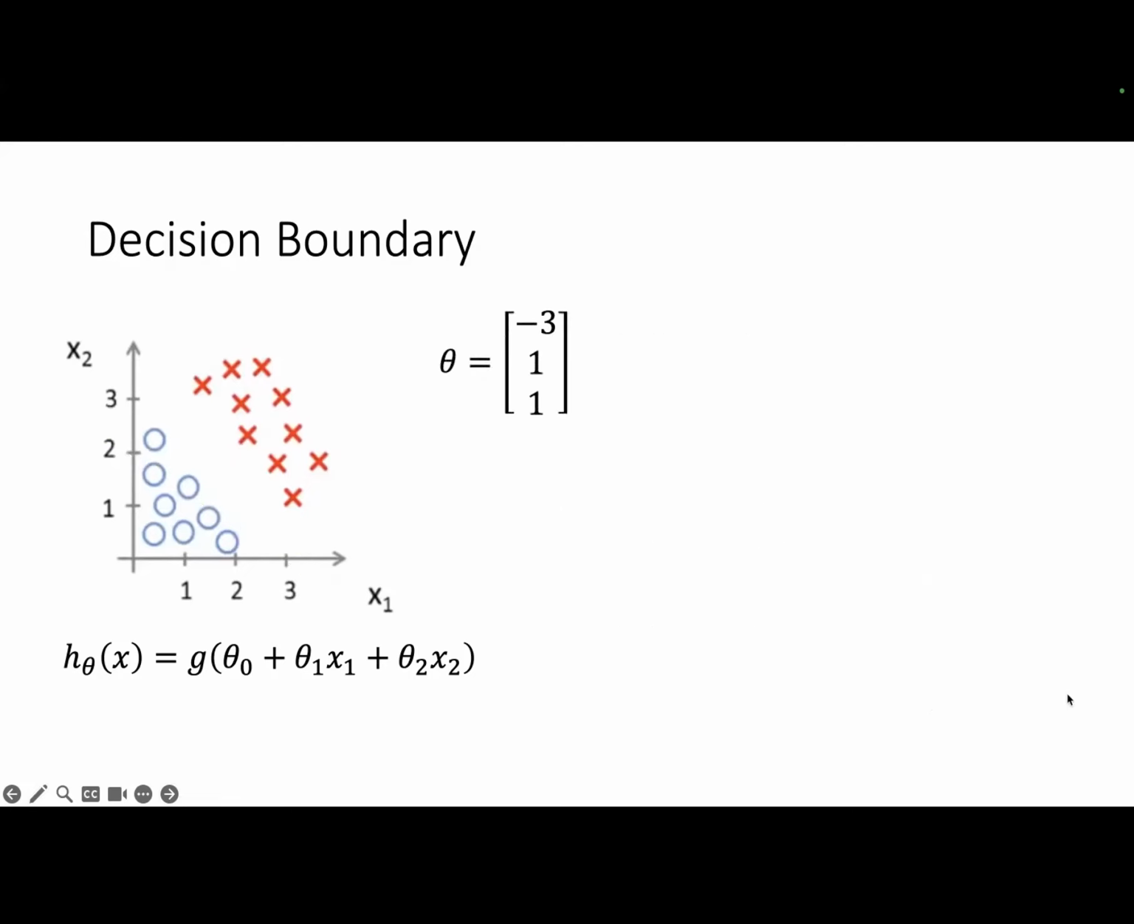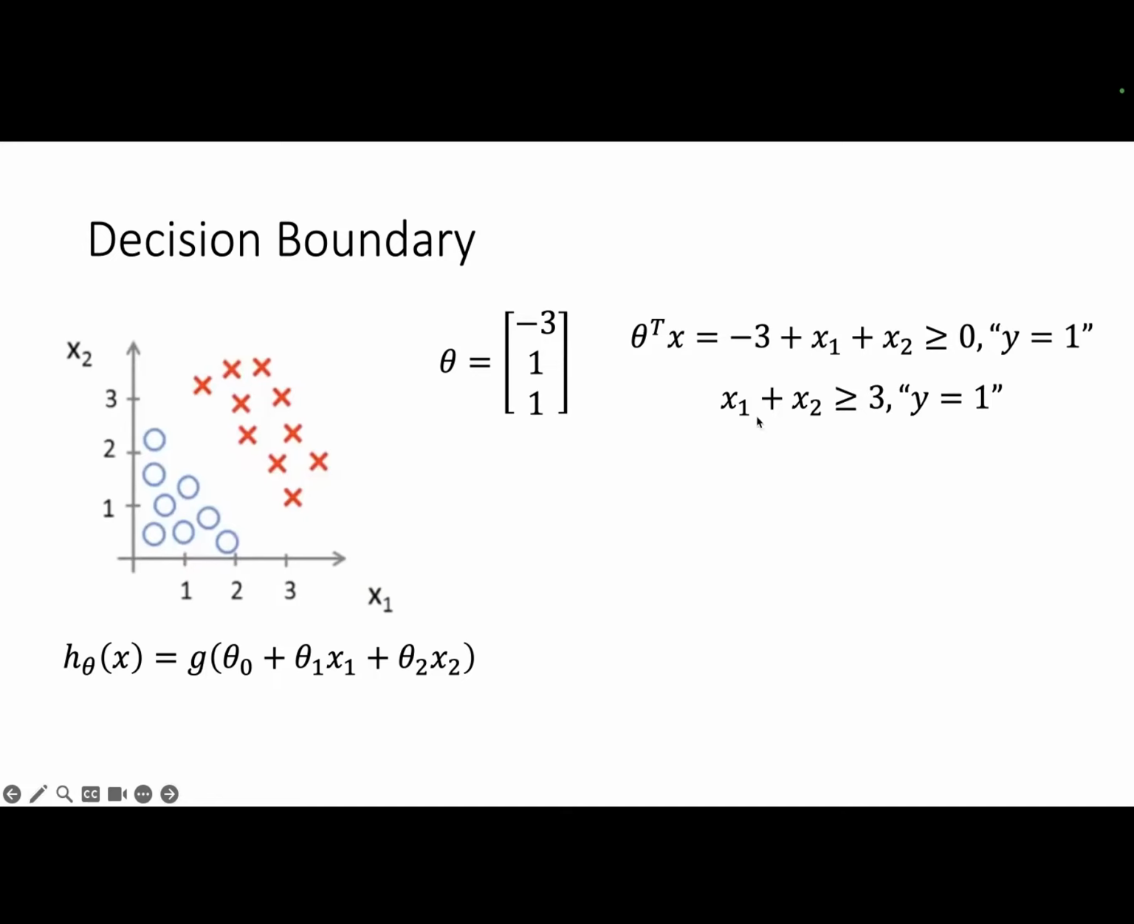Now what if we change our theta to negative 3, 1, 1. Again, h theta of x is: negative 3 plus x1 plus x2 greater than 0, that should be equal to 1. So let's rewrite this. x1 plus x2 is greater than or equal to 3.